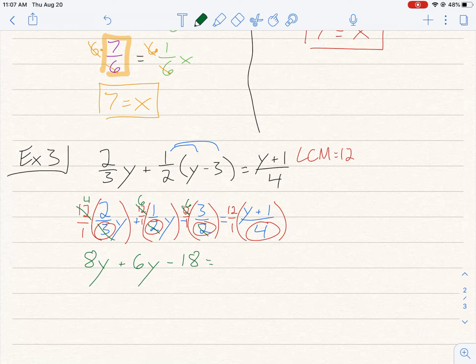And then equals, now here's the kicker. Because there's an expression in the numerator here, I'm not going to just multiply the 3 to the 1 or the 3 to the y. So if I cross-reduce, we get a 3. That's what I was talking about there. So we have a 3, and then we still have this y plus 1 there. So now, distribute. So you get 8y plus 6y minus 18 is equal to 3y plus 1.